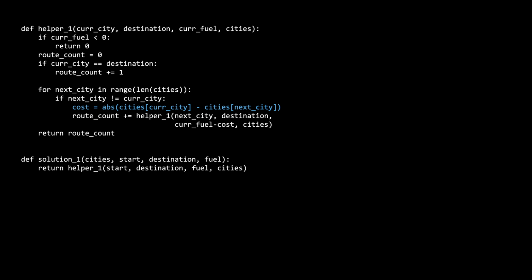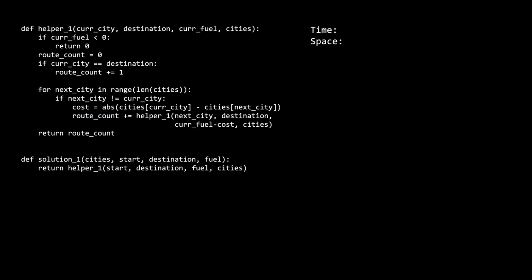This part comes from the problem statement. The cost of traveling from city A to city B is the absolute value of the difference of the array values of city A and B. Now we make a recursive call to our helper function. We pass in the next city as the current city. The destination remains the same. We take our current fuel, subtract off the cost it takes to travel to the next city, and this is our new fuel for the next recursive call. And finally, we pass the same cities array. The result of this recursive call, along with all the others in the for loop, gets summed up in our root count, which we ultimately return.